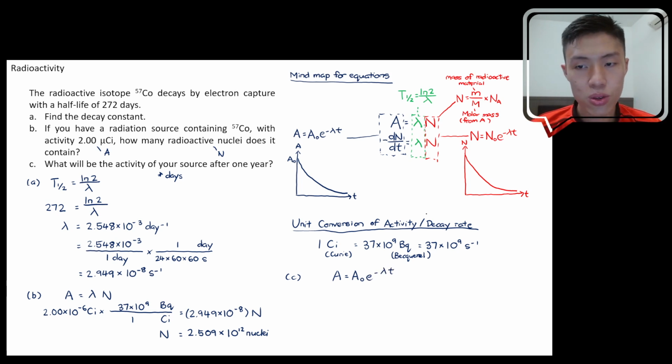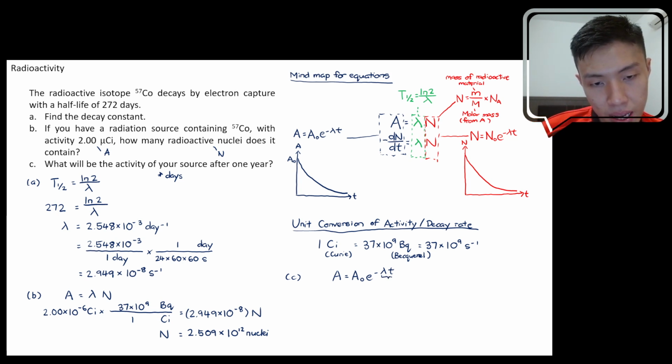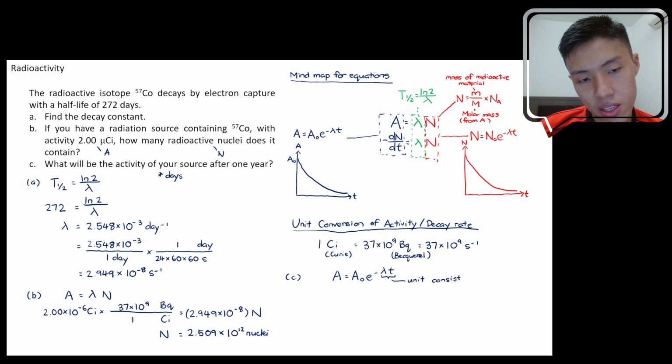Okay, so here you have a few options of how you want to do it. Basically, you need to make sure lambda and t over here, their unit has to be consistent. This pair, the unit has to be consistent. And for activity and activity naught, this pair also, the unit has to be consistent. Okay, the time unit has to be consistent. Let me write more specifically. The time unit has to be consistent. This one, the time unit also has to be consistent.